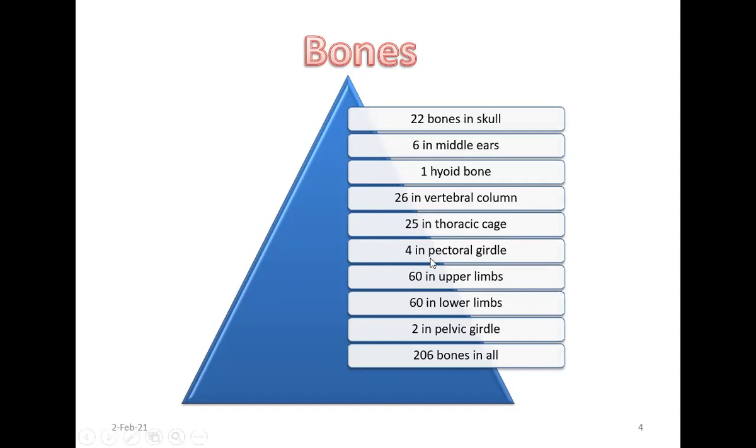Then there are 60 bones in the upper limb, 30 on the right and 30 on the left. Similarly, there are 30 bones in the lower limb on the right side and 30 on the left side. Together it becomes 60 bones in the lower limb. Then there are two bones which form the pelvic girdle. We'll see all the structures one by one. Altogether these bones form 206 bones. In an adult human being, there will be 206 bones.